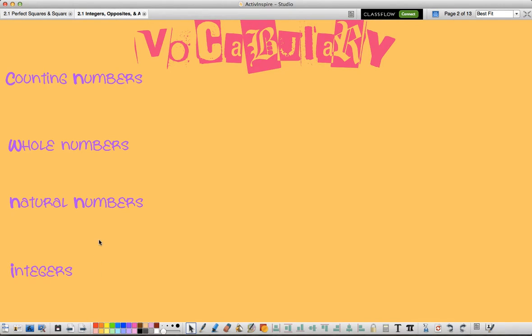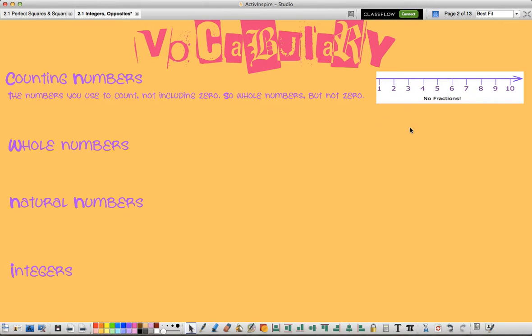So in order to talk about these things, we need to know what integers are. So we have to talk about all different kinds of numbers. Here we have counting numbers. Counting numbers are the numbers that we use to count, not including 0. So our whole numbers, but not 0. With counting numbers, we don't count using fractions and decimals. They're just our 1, 2, 3, 4, and so on. On a number line, it's all the numbers starting with 1 and then to the right of that, but it does not include fractions or decimals.